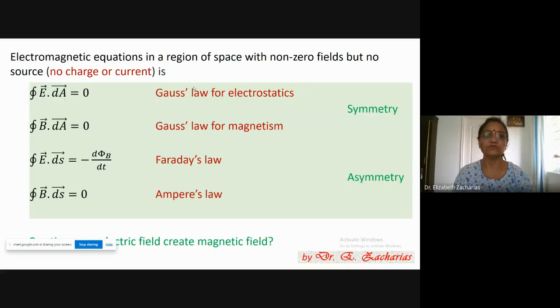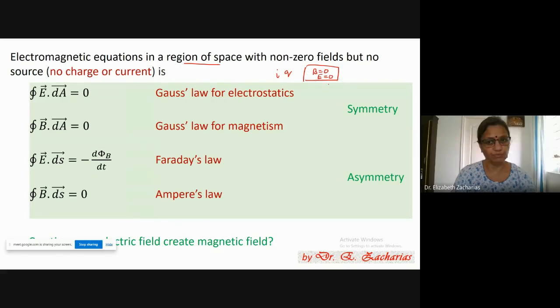The first thing we'll do is consider a region of space where there are no sources. You know, the source of an electric field is charge, the source of a magnetic field is current. So let's take a region of space where you don't have charge, you don't have current within this region. But because of the charge and the current outside, there will be magnetic field and there will be electric field in the defined region.